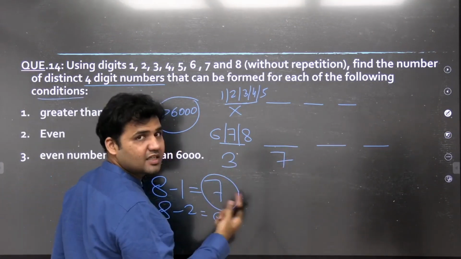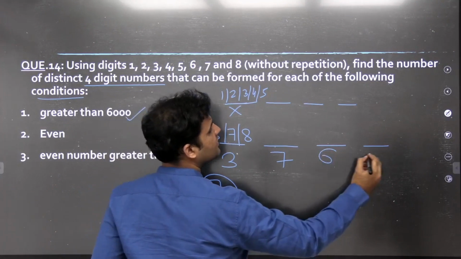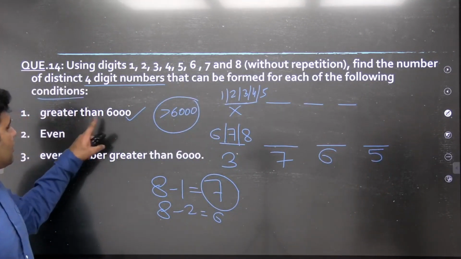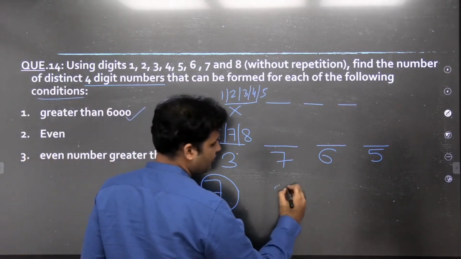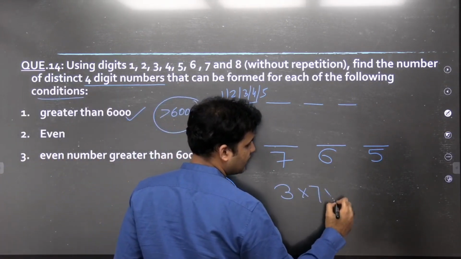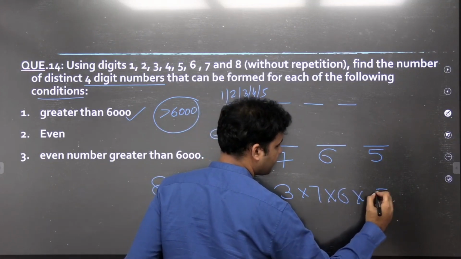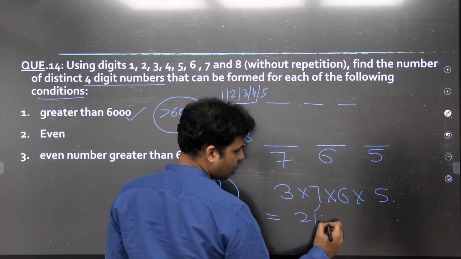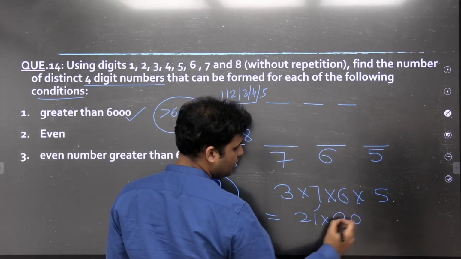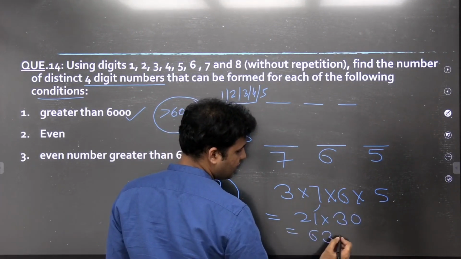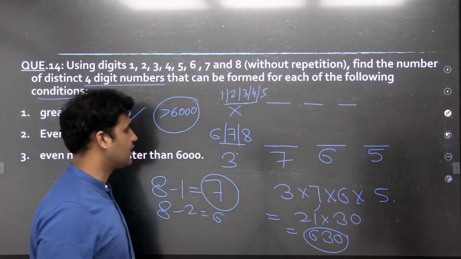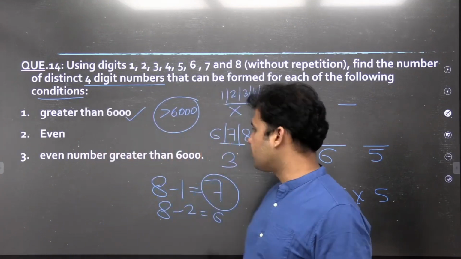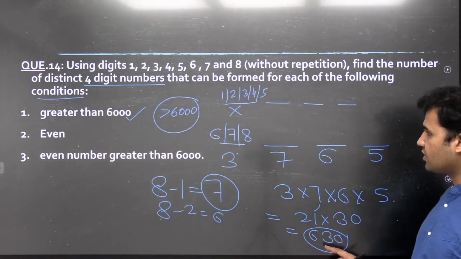So I'll be left with 6 more digits. So this place can be filled in 6 ways and this place can be filled in 5 ways. So the numbers which will be greater than 6,000 will be 3 into 7 into 6 into 5. Now 3 into 7 is 21 into 30. 21 into 30 is 630. So this is the answer of the first question. The numbers which are greater than 6,000, the total such numbers are 630, guys. This is the answer to the first question.